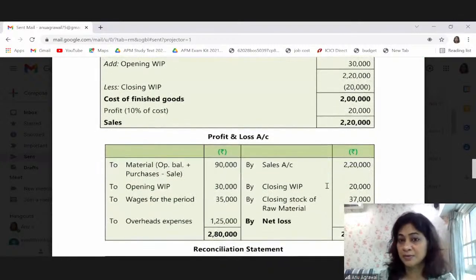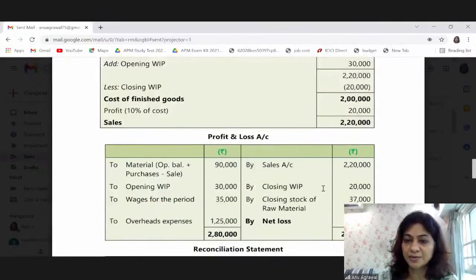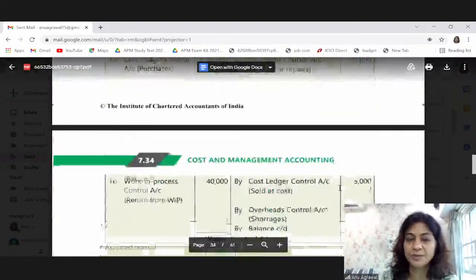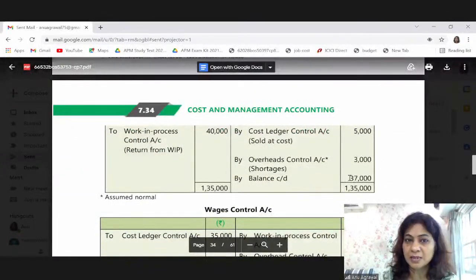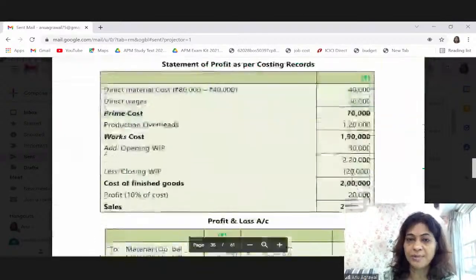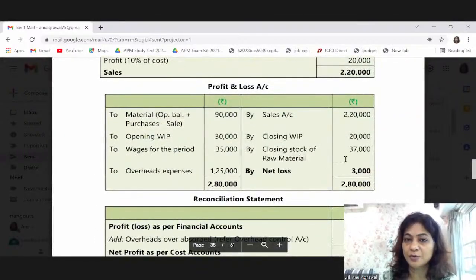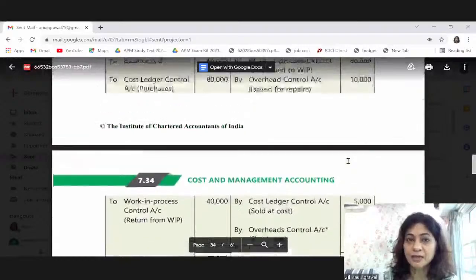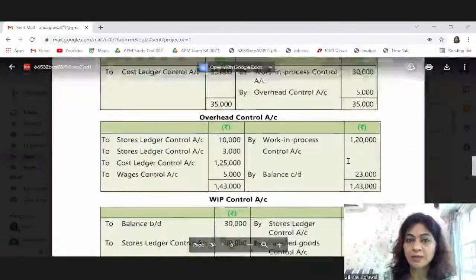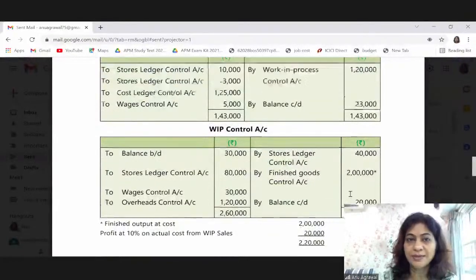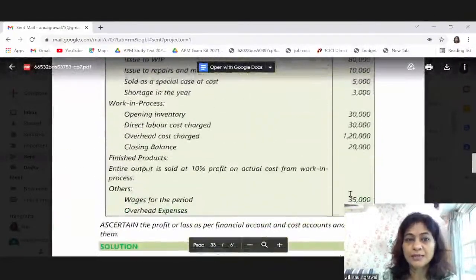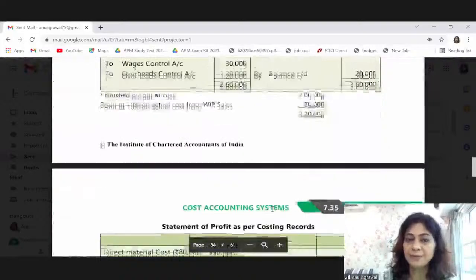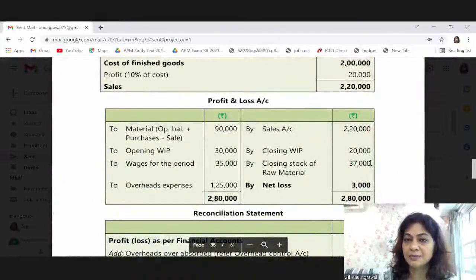Now, profit and loss account will be very easy for us. We know the sales figure. Yes or no? Now, we have the actual figures from here. Look at it. We have the closing balance of store ledger control account. In the profit and loss account, we are putting in closing stock of raw material. We are putting from the WIP account. It is 20,000. No other information is given to me, right? So I am taking up this figure of WIP only as the balance in the P&L account.